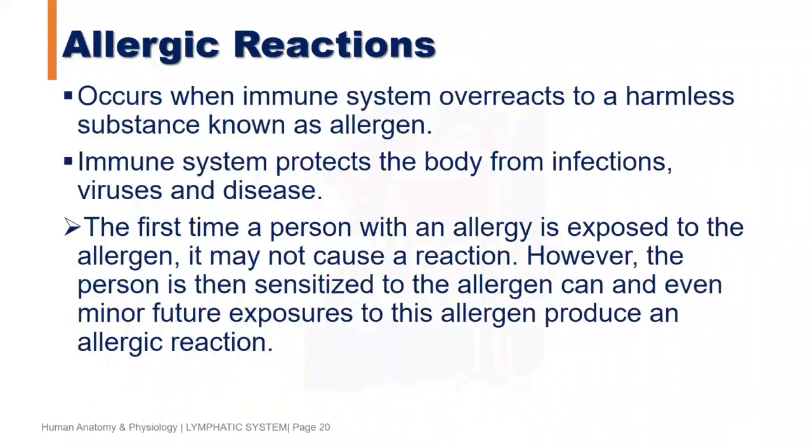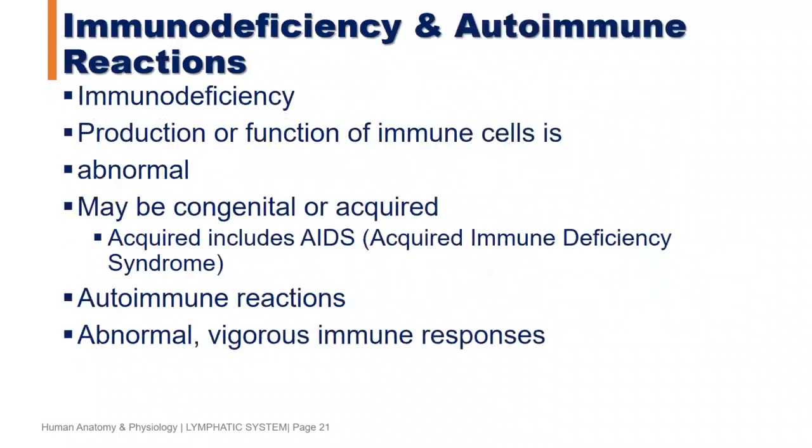Then the allergic reaction occurs when the immune system overreacts to a harmless substance known as an allergen. The immune system protects the body from infections, viruses, and disease. The first time a person with an allergy is exposed to the allergen, it may not cause a reaction. However, the person is then sensitized to the allergen, and even minor future exposures to this allergen produce an allergic reaction.